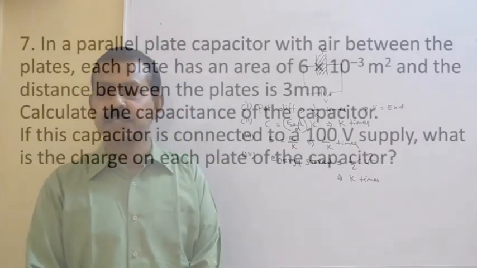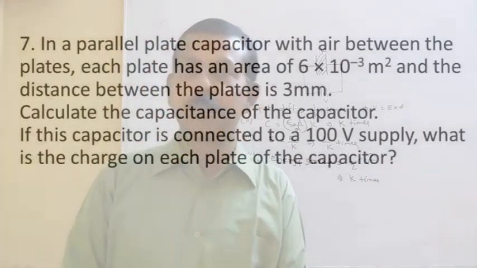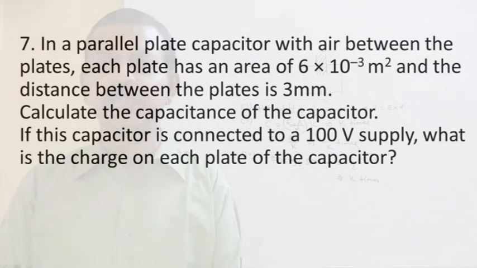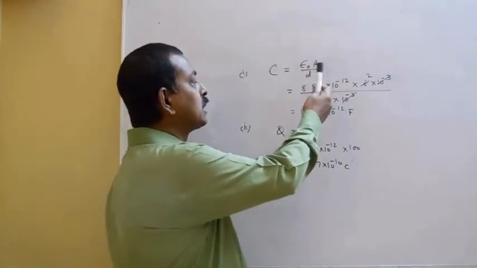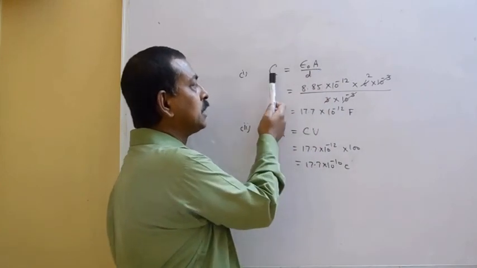In a parallel plate capacitor with air between the plates, each plate has an area of 6 into 10 to the power minus 3 meter square and the distance between the plates is 3 millimeter. Calculate the capacitance of the capacitor. And the next part is, if the capacitor is connected to a 100 volt supply, what is the charge on each plate of the capacitor? In this case, everything is given, plate area, plate separation.